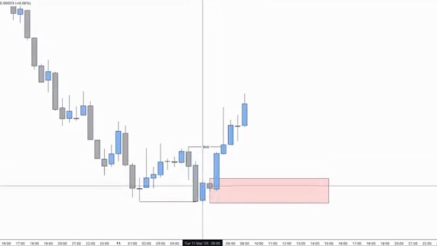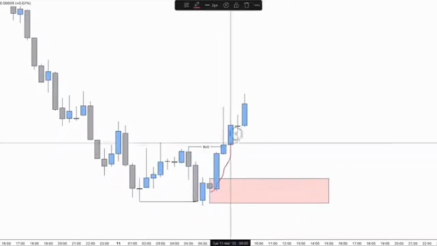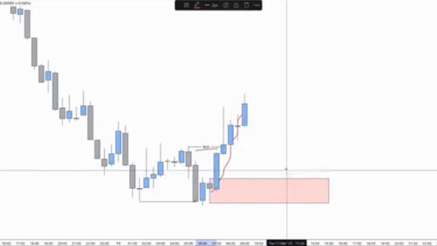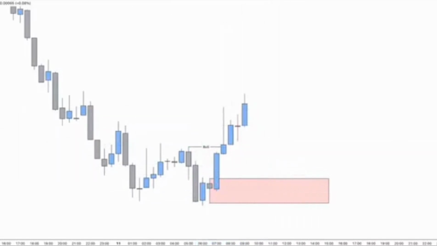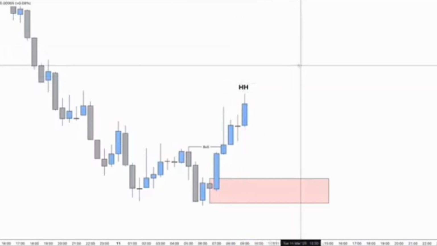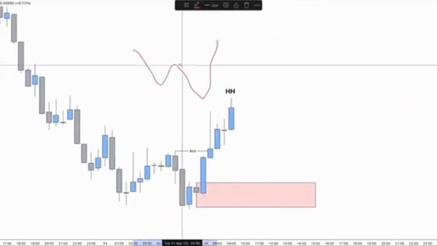market was trending down. And after creating this low, which was a significant low, we get this drive to the upside, which has broken through the structure, hence the BOS, and created a higher high. So this higher high here is actually what forms the confirmation. It shows us that the trend has shifted from down to up.